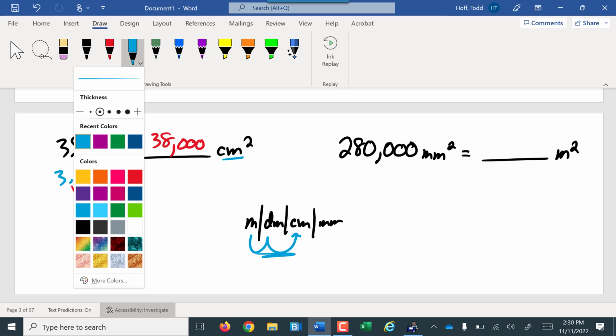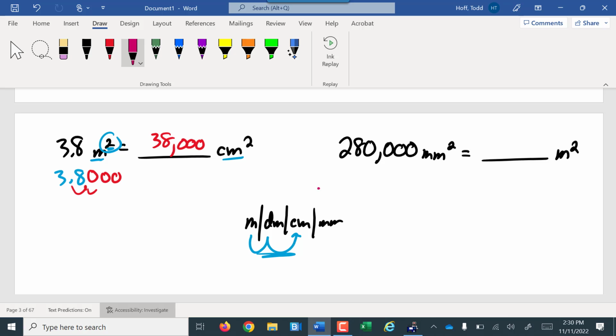So then over here, yeah, millimeters to meters is 3 spots to the left on the chart. So squared means it's 6. So 1, 2, 3, 4, 5, 6. 28 is correct.